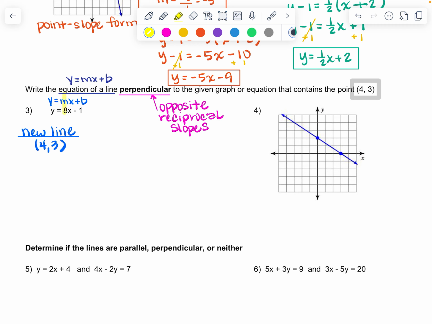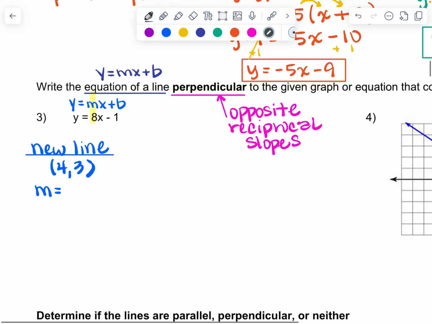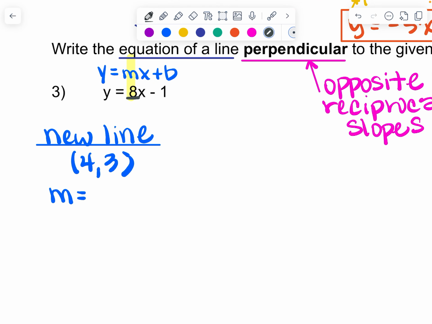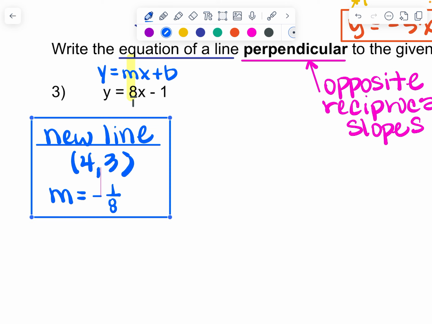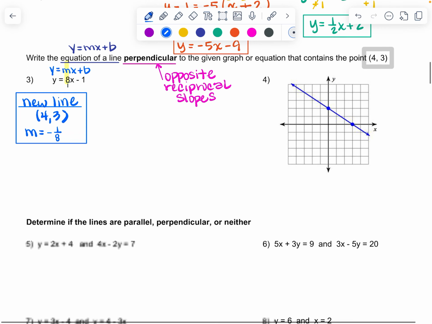So clearly my slope of this line is 8. But I don't want the slope of my new line to be 8 because I want it to be perpendicular and not parallel. So we need the opposite reciprocal. And please remember, 8 is the same thing as 8/1. Remember, slope is always a fraction. So if it's a whole number, you're going to make it a fraction by putting it over 1. And so the opposite reciprocal of positive 8/1 is going to be negative 1/8. The opposite reciprocal. And there we have it. There's everything I need to know about my new line so I can write its equation.